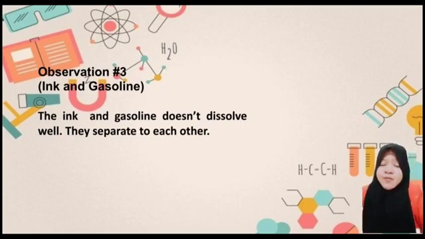And the last observation, which is the ink and gasoline. The ink and gasoline doesn't dissolve well. They separate from each other.